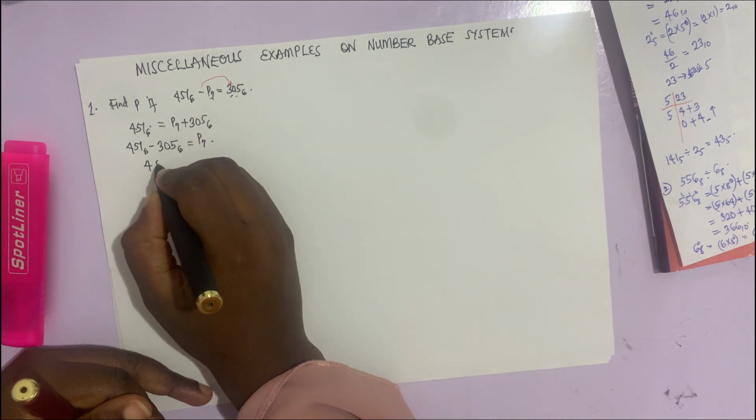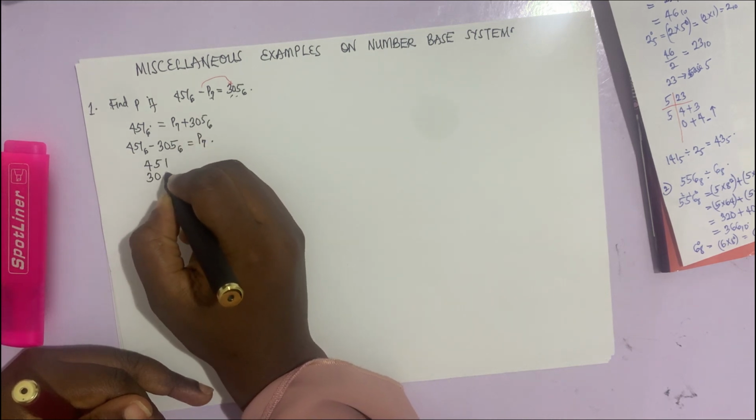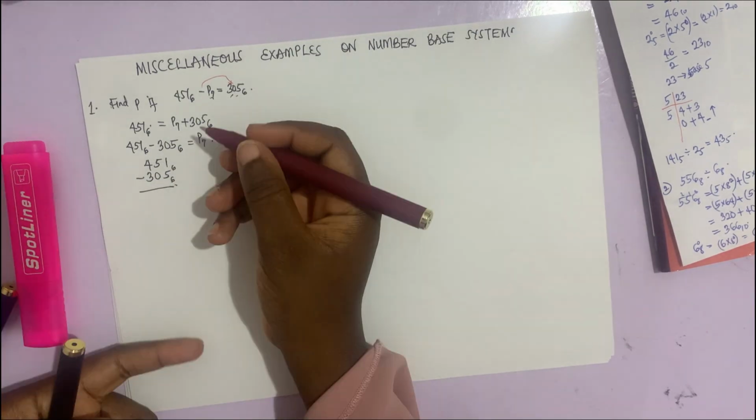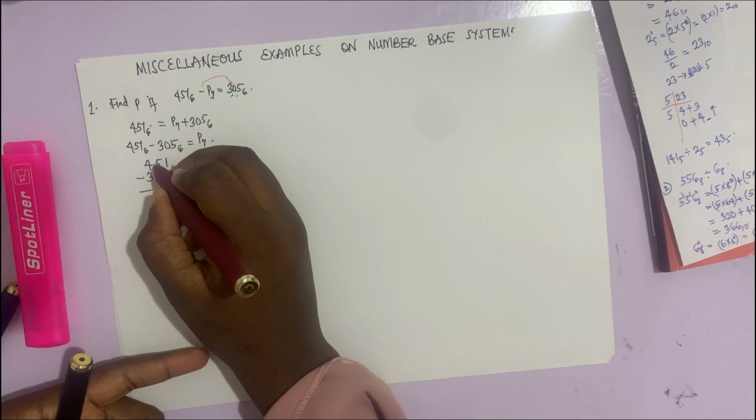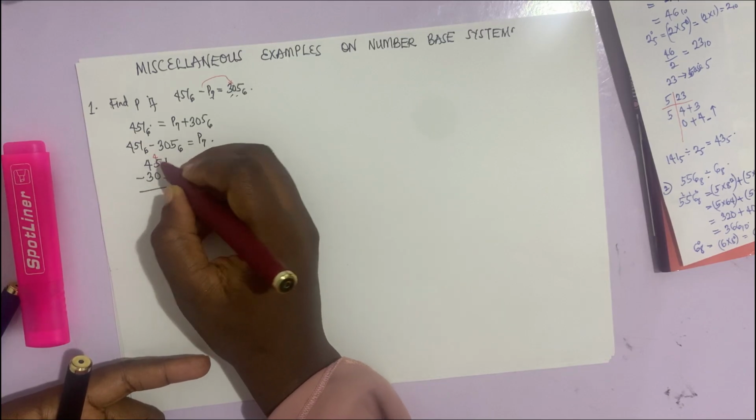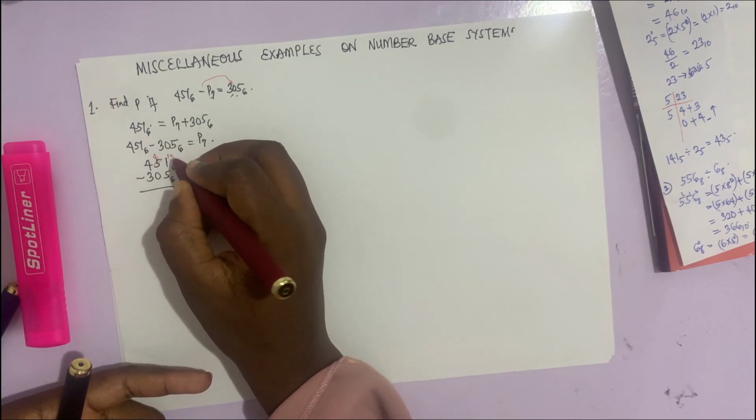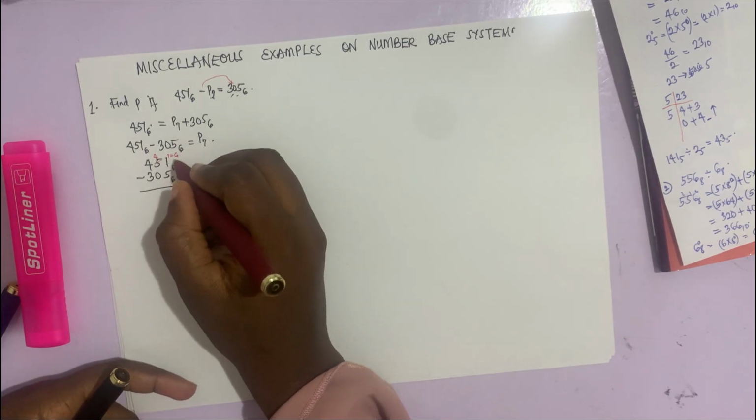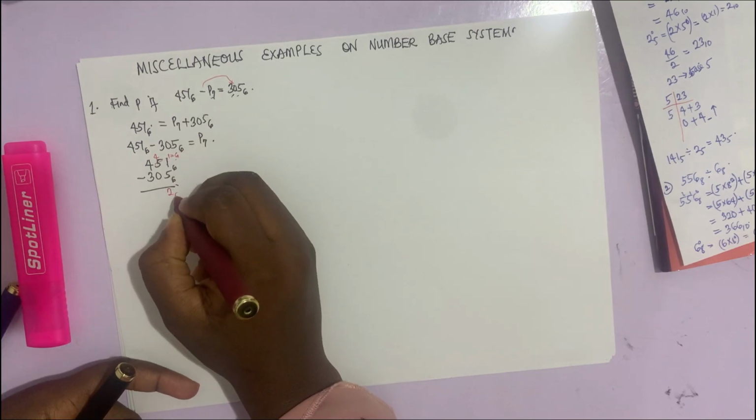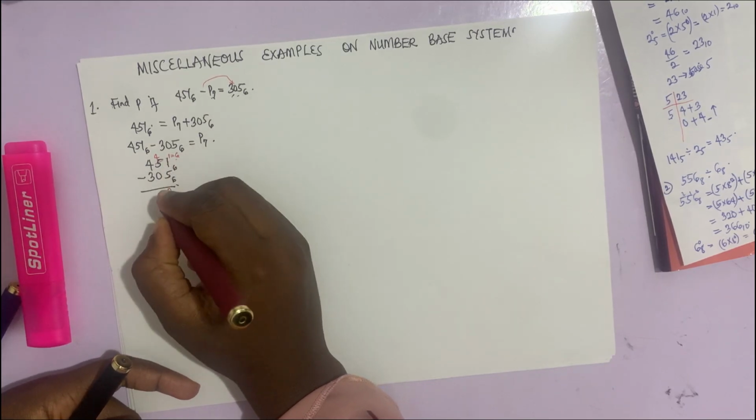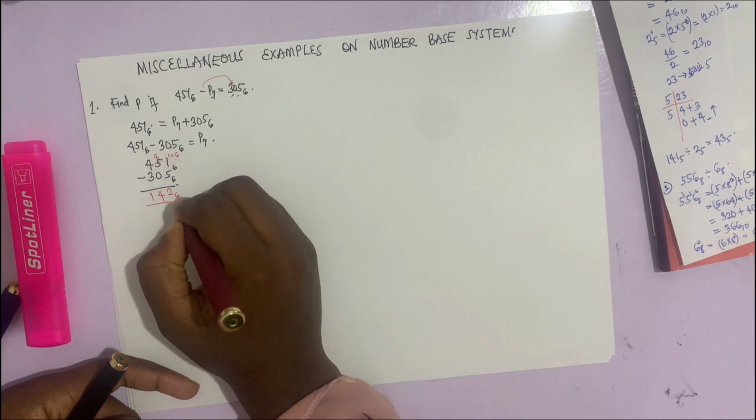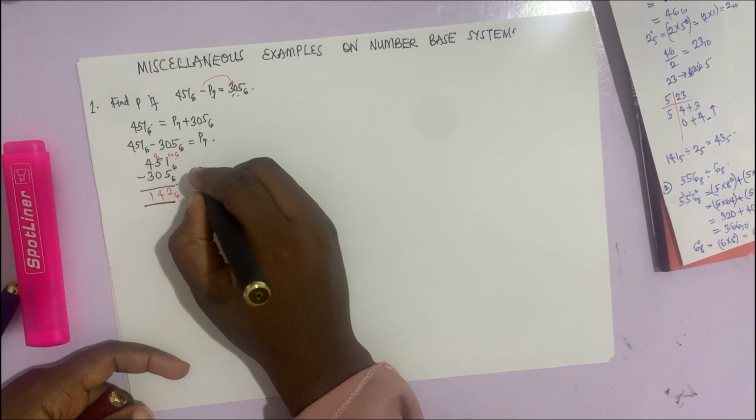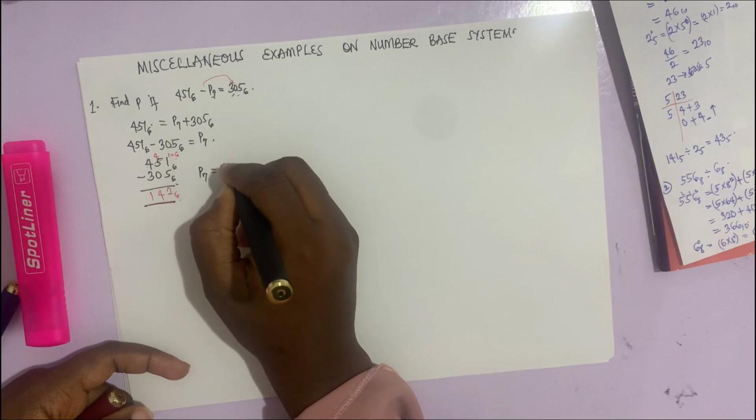So all we need to do is subtract this in base 6. So 1 minus 5 is impossible, so we borrow 1 from here so that this one remains 4. But the one we are actually borrowing is the base we are working with, in this case base 6. So 6 plus 1 is 7. 7 minus 5 will give us 2 in base 6. Then 4 minus 0 is 4. 4 minus 3 is 1. So we say P base 7 is equal to 142 base 6.